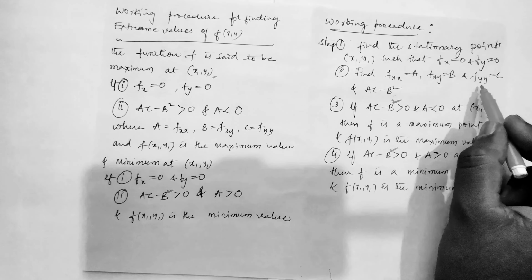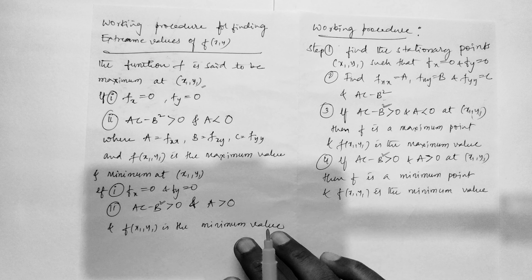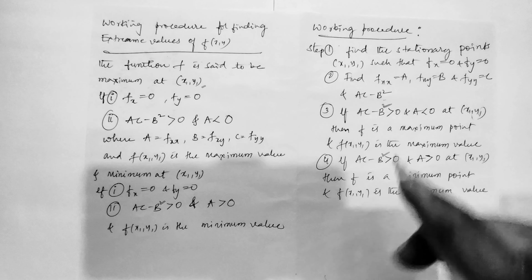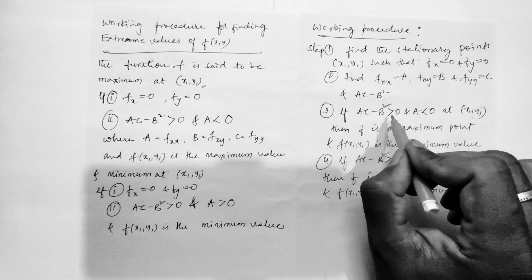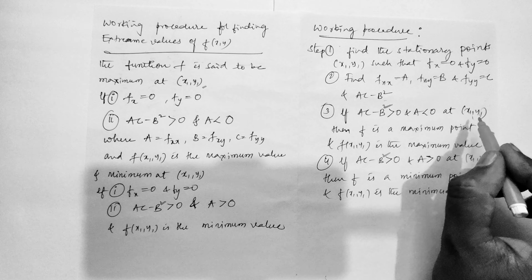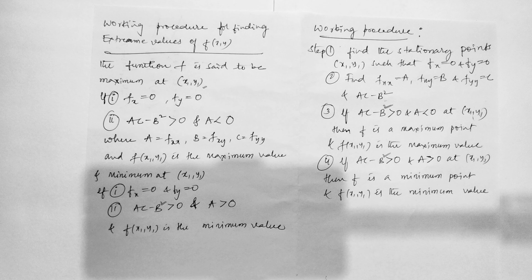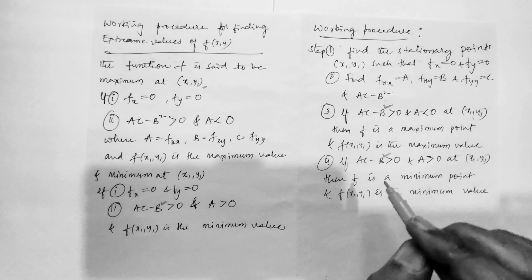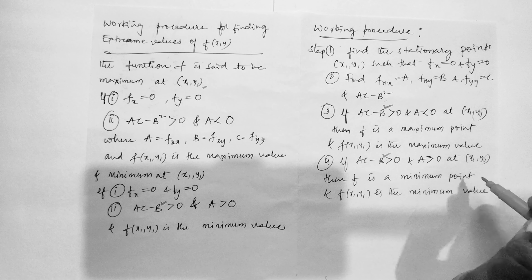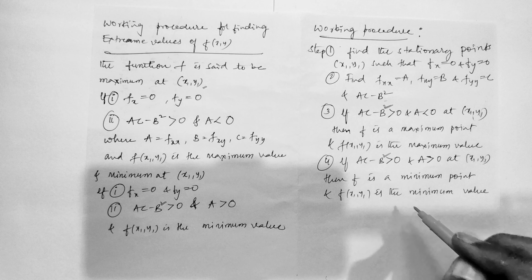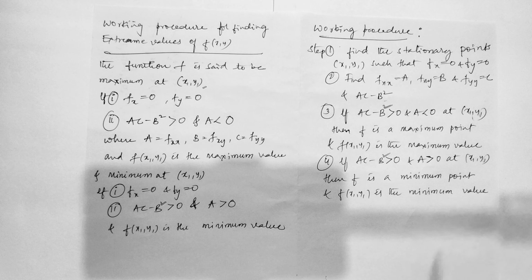Next we find the values of A, B, C. A, B, C are the second order partial derivatives with respect to x, y and xy, and also find AC minus B square. Further, if AC minus B square is greater than 0 and A is less than 0 at the stationary point x1, y1, we call it a maximum point, and f of x1, y1 is called the maximum value. Similarly, if AC minus B square is greater than 0 and A is also greater than 0 at x1, y1, then it is a minimum point and f of x1, y1 is the minimum value.